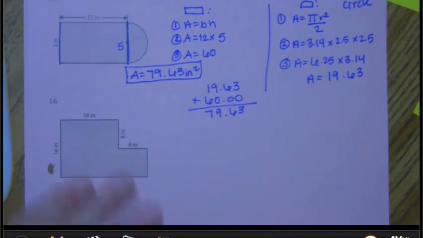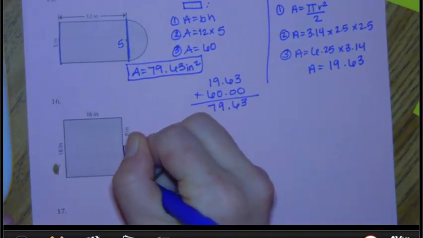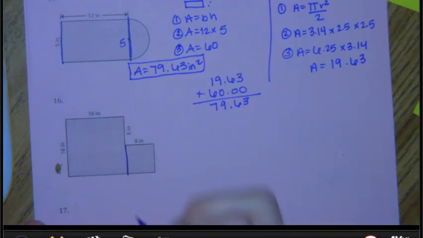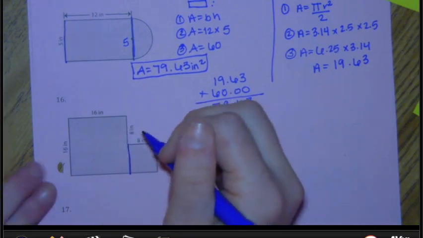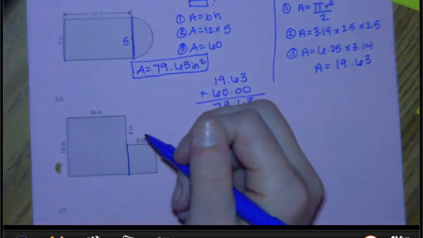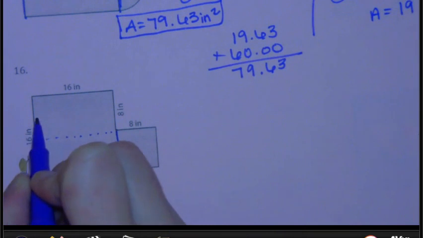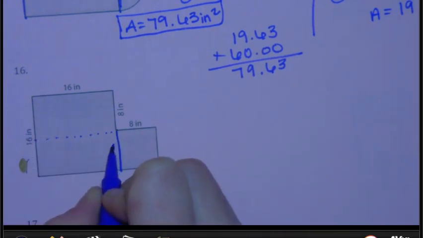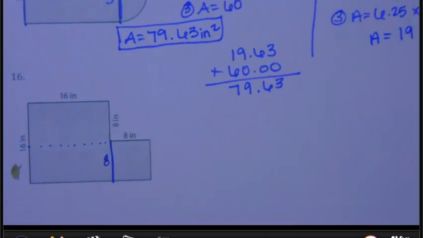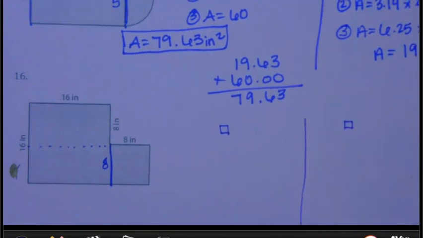All right, number 16. I need to find the area of the two shaded figures. So I'm going to split this figure up right here. I see that I have a 16 by 16, so this looks like to be a square. Now, I need to infer what the length of this side is going to be. I see that from here to here is 8. So from here to here is 8. Well, if I do 16 minus 8, I know that this side length here is going to be 8. So it looks like I have two squares attached to itself.